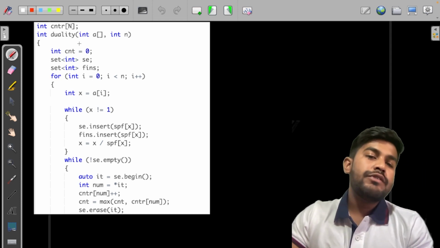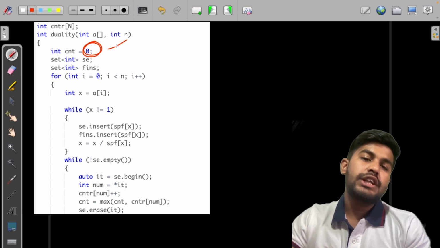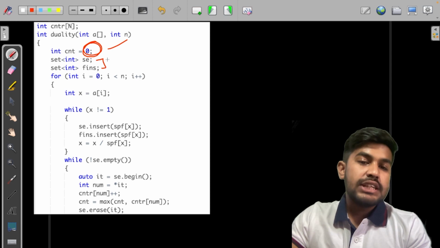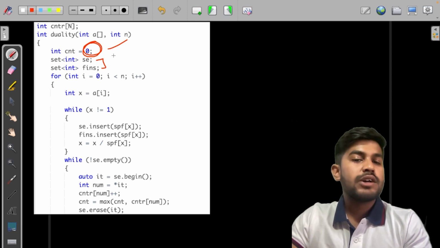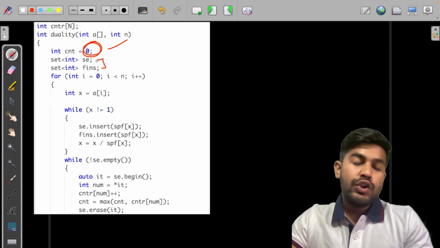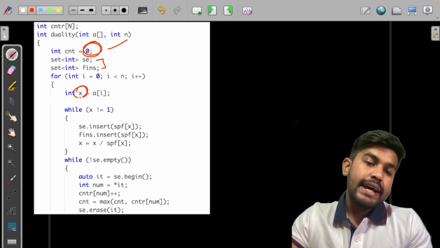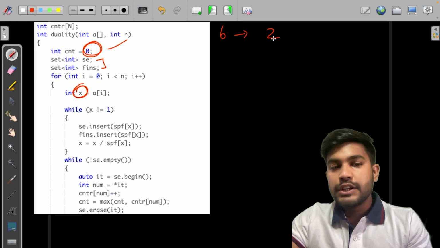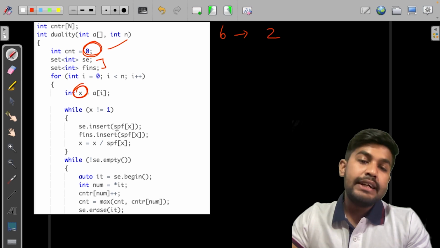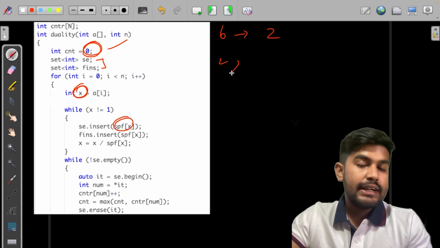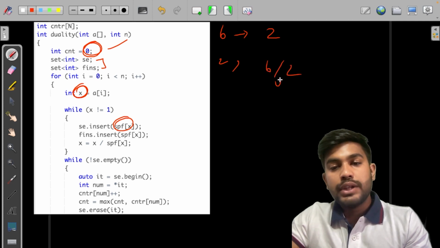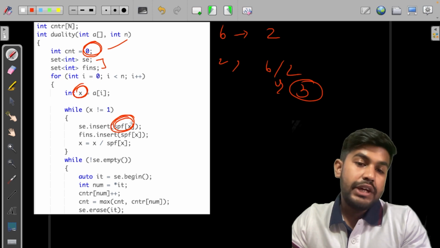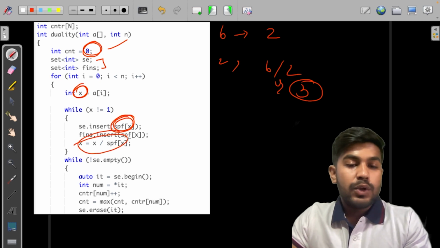Initially count is equal to 0 and duality is equal to 0. Now this set is just a copy of the other set. Now we first take out X. As I said, suppose for 6 we take out the SPF, which is 2. So first we insert the SPF of 2, then we divide 6 by 2, which is 3, and again insert the SPF of 3.